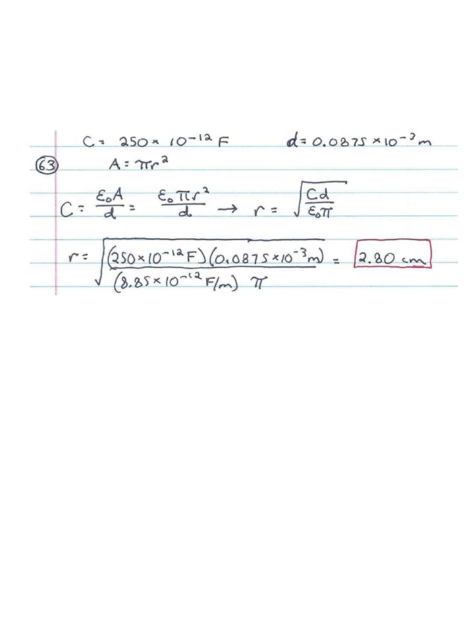Number 63, we're given the capacitance, 250 picofarads, two identical circular plates, it gives their distance, find their radius. Reminding ourselves that area of a circle is pi r squared. So we have capacitance is epsilon naught times area over d. Let's substitute area is pi r squared, and we're going to solve this for radius. Radius then is the square root of capacitance times distance over the permittivity constant epsilon naught and pi. We plug in all the values and you should get 2.80 centimeters as a radius.